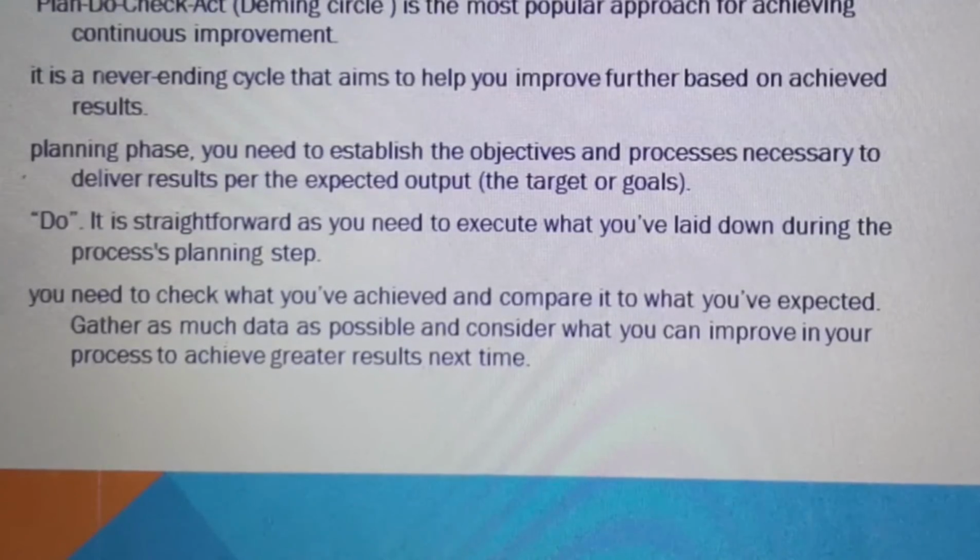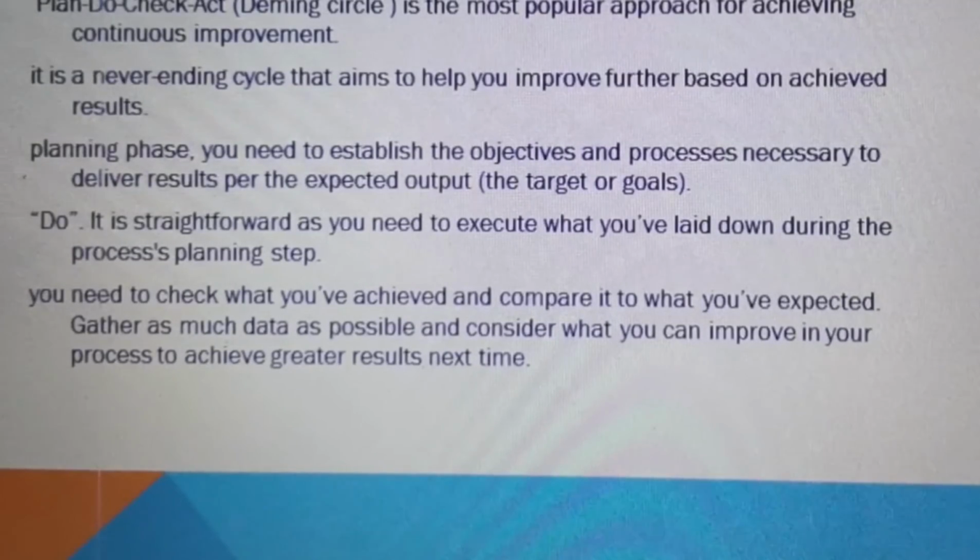Then in the do phase, it is straightforward as you need to execute what you laid down during the process of planning. So objectives, and then how are you going to act, how are you going to do the plans? Then you need to check what you have achieved and compare it to what you expected. Okay. So, 'di ba nagplano ka in the planning stage, and then in the do phase, you are establishing how are you going to execute your plans.